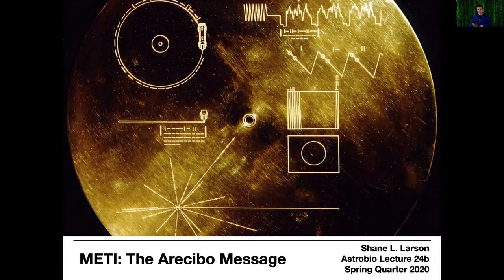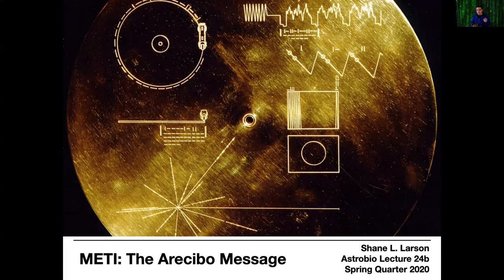The opening slide here is something you've seen before. This is the cover of the Voyager record, and lots of the same principles that we've talked about before when we talked about the Voyager record are going to apply here, namely that we're using a common reference system. We're going to use hydrogen and radio wavelengths and mathematical and science principles to ensure that we're quote unquote speaking the same language with whoever might receive the signals.